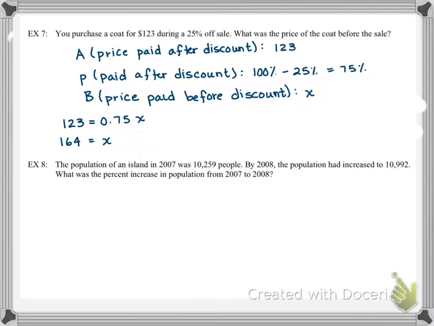And that's the price before the sale or the discount. So the original price was $164. One common question is, why can't we just take 25% of 123 and add it back on? Would we get the same thing?